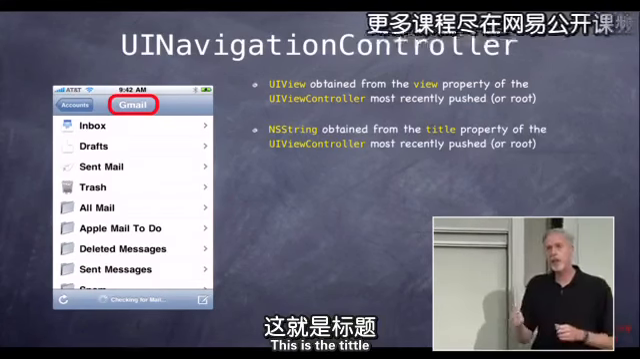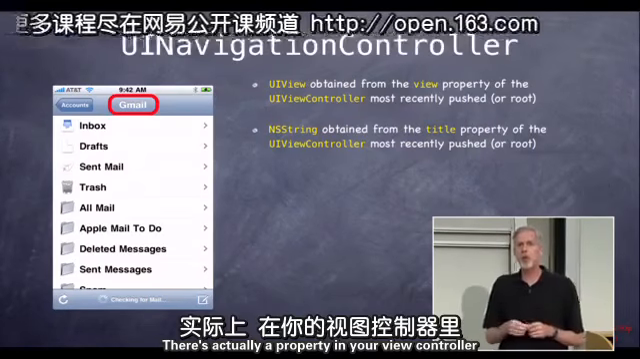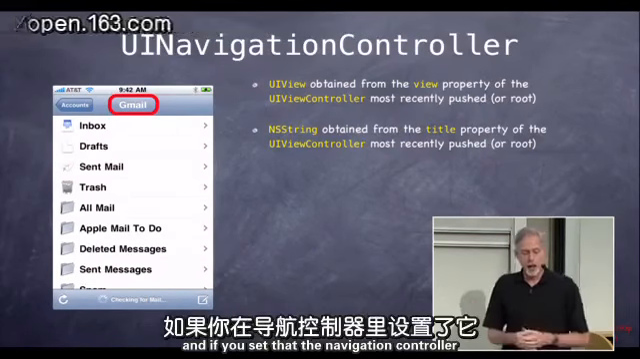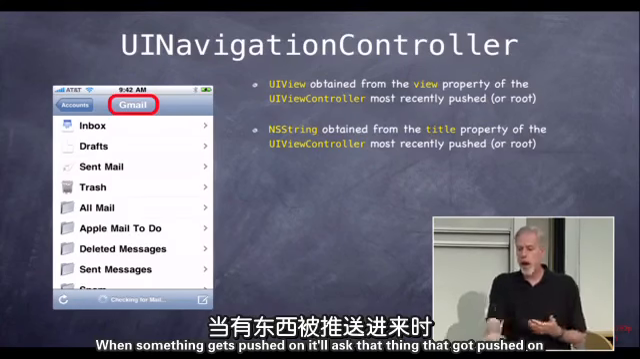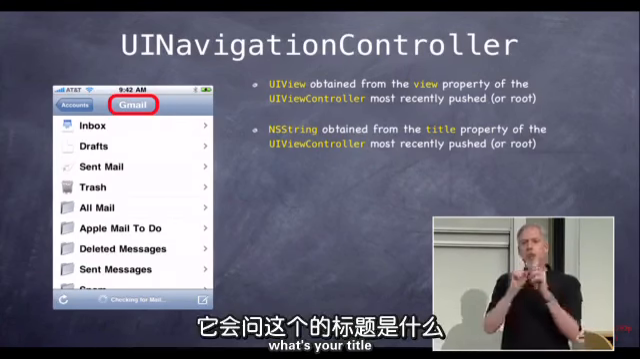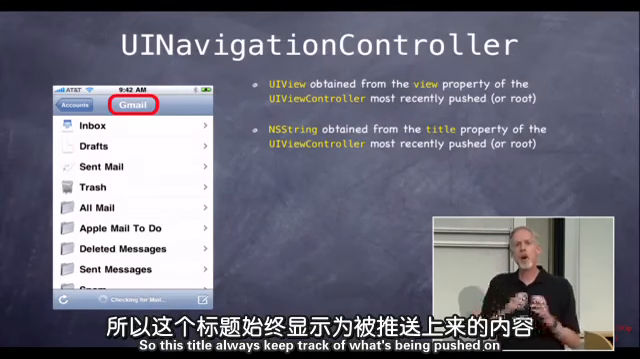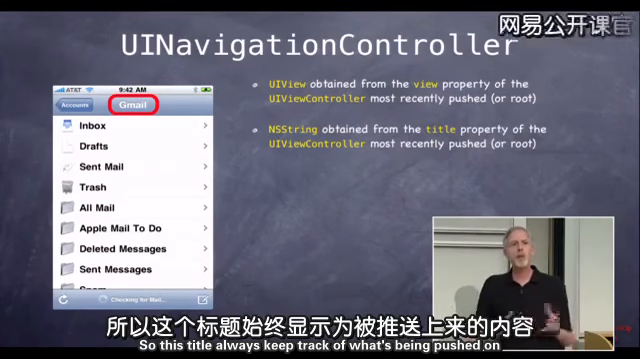This is the title. There's actually a property in UIViewController called title. It's an NSString. And if you set that, the navigation controller, when something gets pushed on, it'll ask that thing that got pushed on, what's your title? And it'll set that to be the title. So this title always keeps track of what's being pushed on.